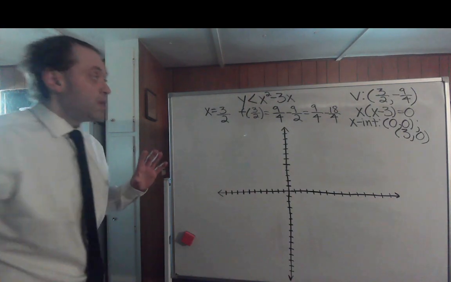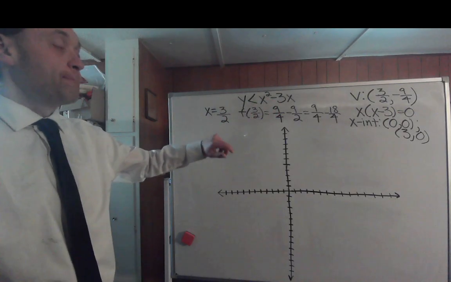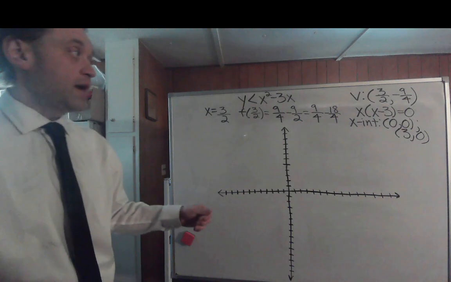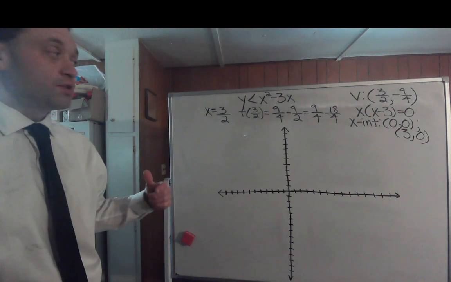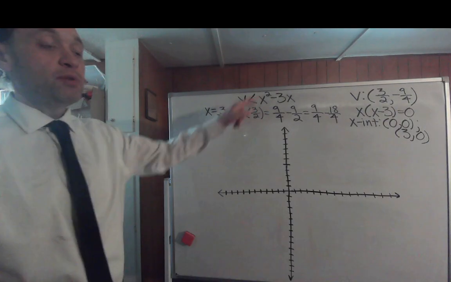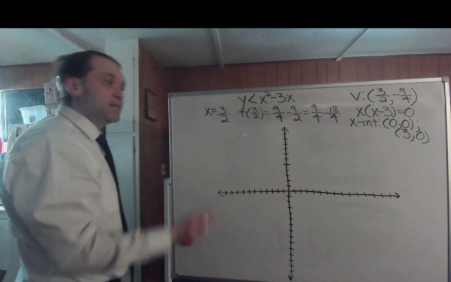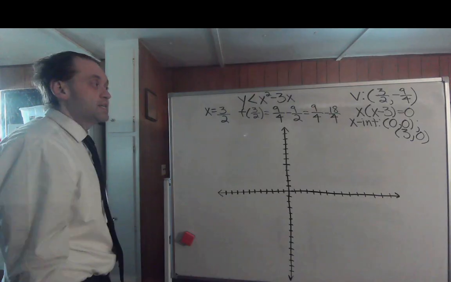Now, since y is just less than x squared minus 3x, it's going to be a dotted parabola since the parabola is not part of the solution. And the coefficient on x squared is positive, so that means the parabola is going to open upward. It's going to rise to the left and rise to the right.